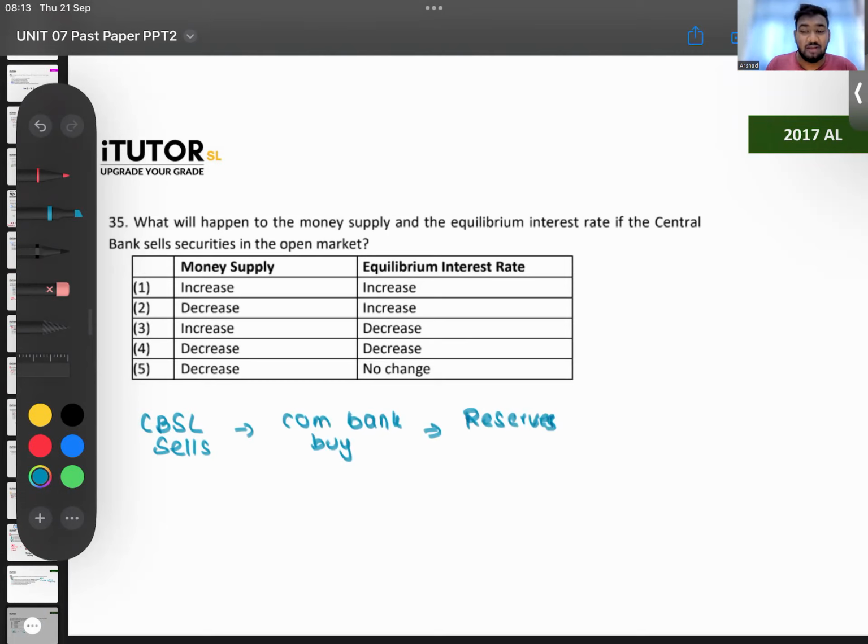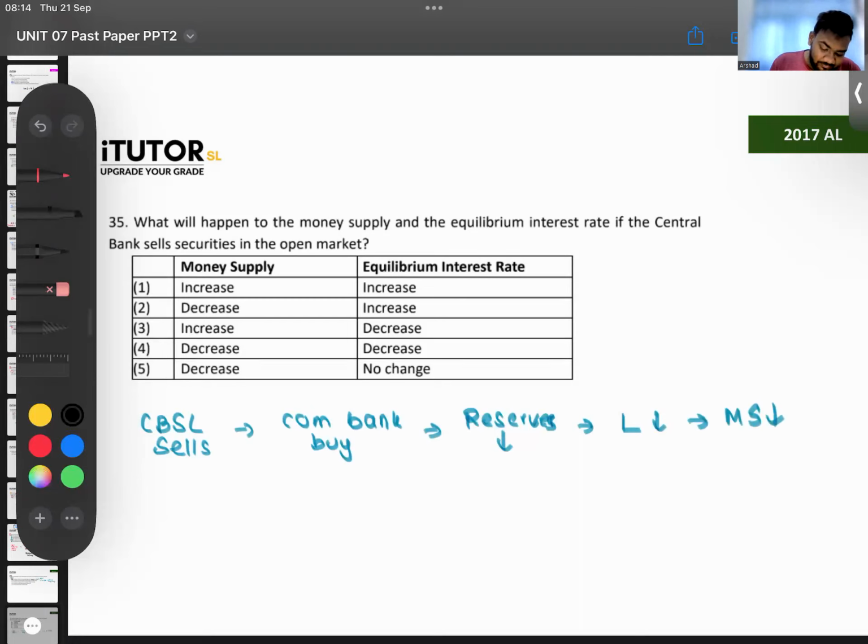Central bank is saying, come buy this for me. So then reserves will go down. Reserves go down, what will happen to the ability to give loans? Ability to give loans goes down. Ability to give loans goes down, what will happen to money supply? Money supply goes down. So that is number one.